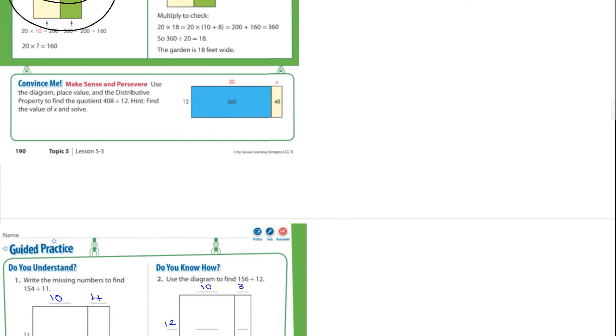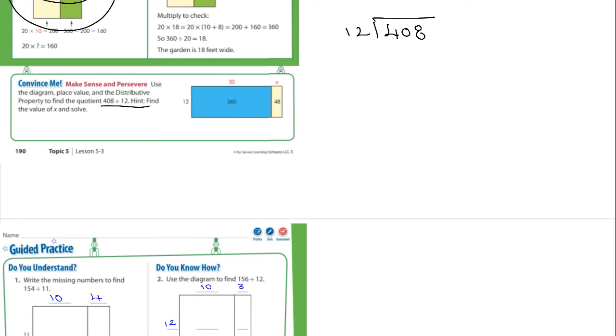I'm looking at the convince me. And so we're looking for x. Now, before I point some things out, here's what we're trying to do. It's going to be 408 divided by 12. So watch what I do here. 408, and I'm simply dividing by 12.